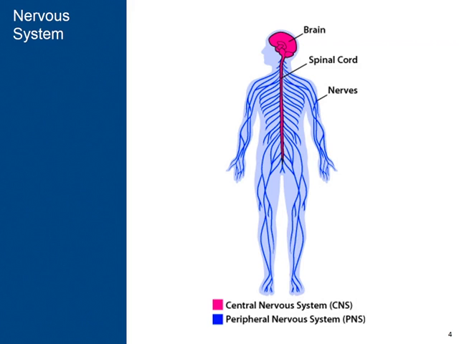So the nervous system is comprised of the central nervous system, which consists of the brain and the spinal cord. On the slide, you can see that in pink, as well as the peripheral nervous system. The peripheral nervous system consists of all other nerves, all that blue spaghetti that you see on the slide.